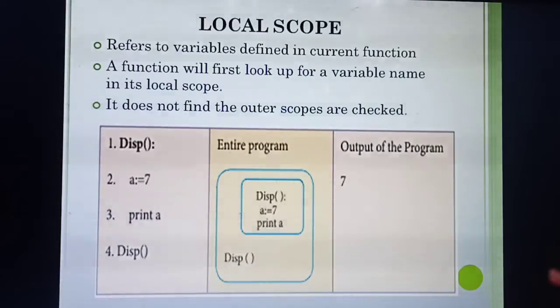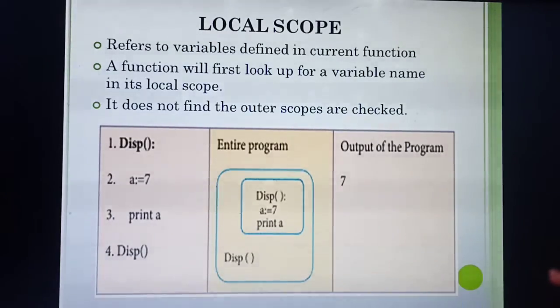See the next line, print a. So you are going to print the variable a. What's the value of a now? 7. Next, you are going to start another function, that is the fourth line, dispof. Listen carefully. Where you start the function and where you end the statement, in that place you need to draw the box.